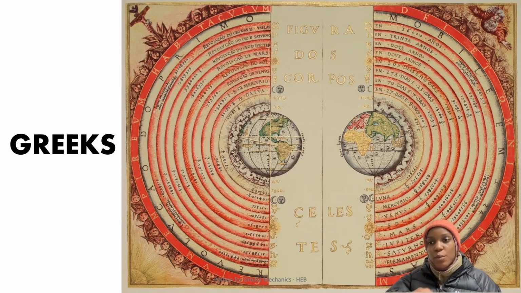And everybody at that time was running on the Platonic assumption that all celestial motion, including planetary motion, was circular and uniform. But the only problem with that is that they had already observed that planetary motion was not circular and was not uniform.